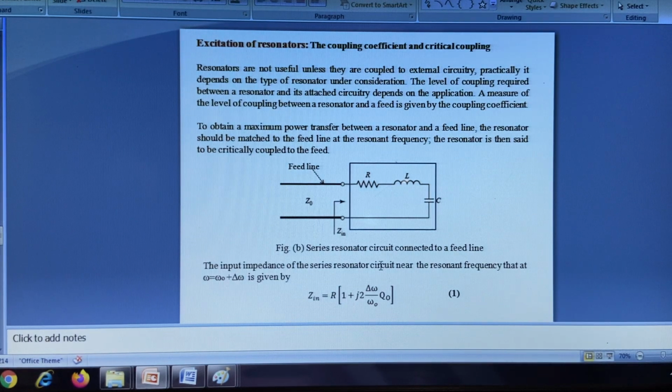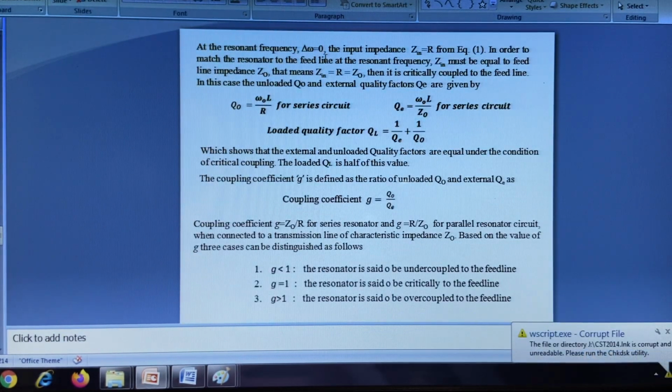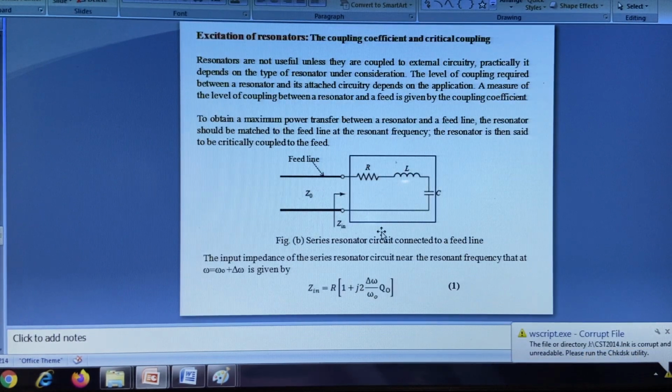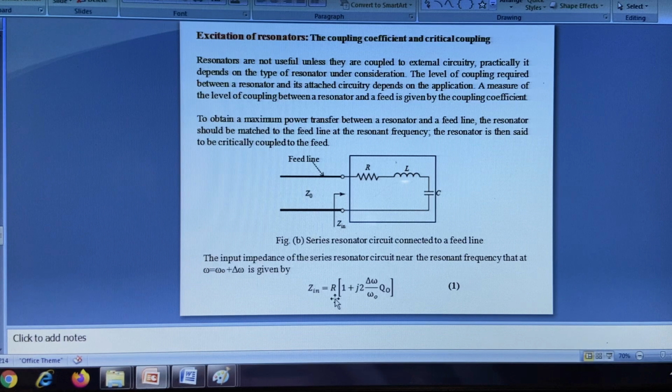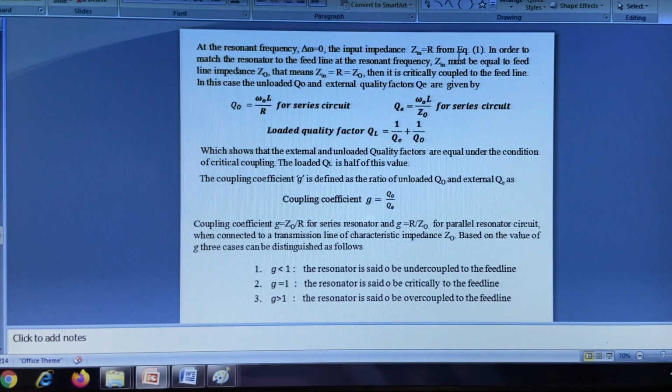Now what we wanted is that maximum power will be delivered to this resonator at the resonant frequency. So at the resonant frequency we will find this Zin. At the resonant frequency, Δω equals 0. Substituting Δω equals 0 here, we get the input impedance at the resonant frequency, which is equal to R. So here the input impedance is equal to R at the resonant frequency.